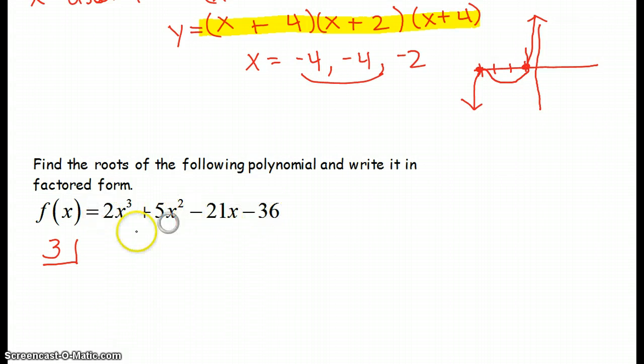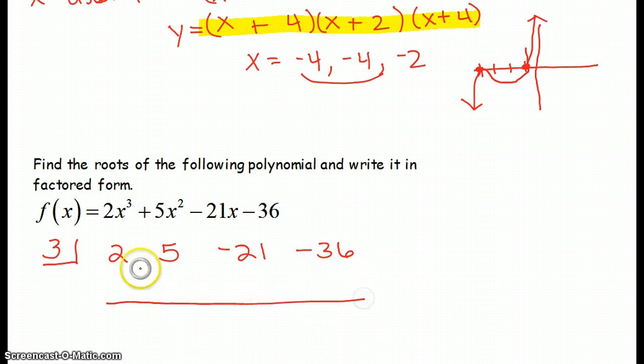Now I'm going to list my coefficients. So I'm going to put 2, 5, -21, and -36. Make sure that you keep the minus as a negative with the number. Now I'm going to draw my line. And just like I did before, I'm going to bring down that first coefficient. So I'm going to bring down the 2. And then I'm going to multiply.